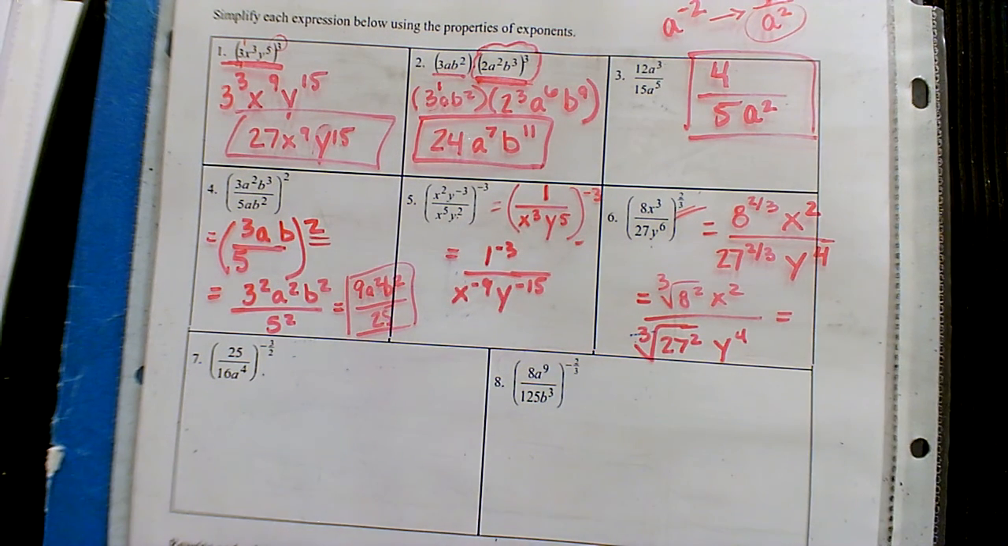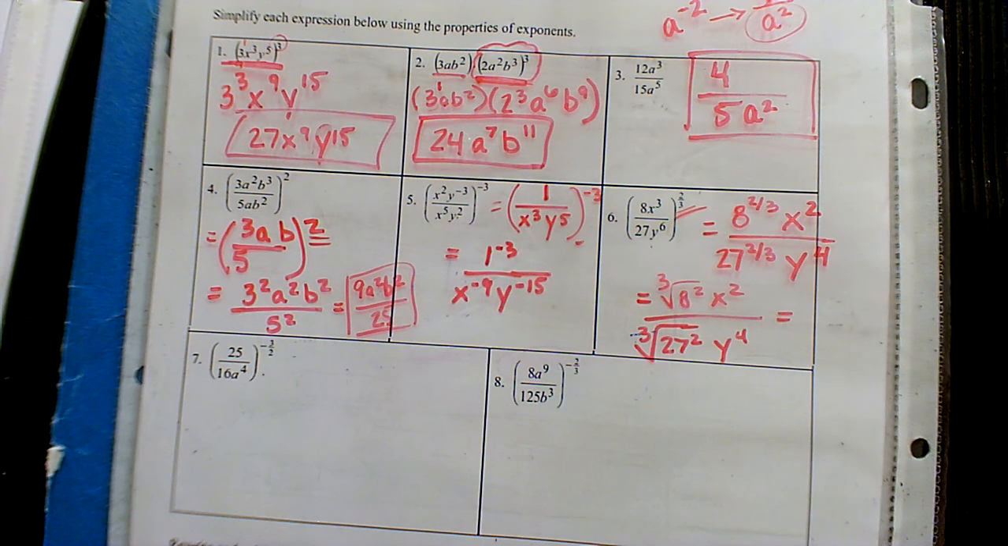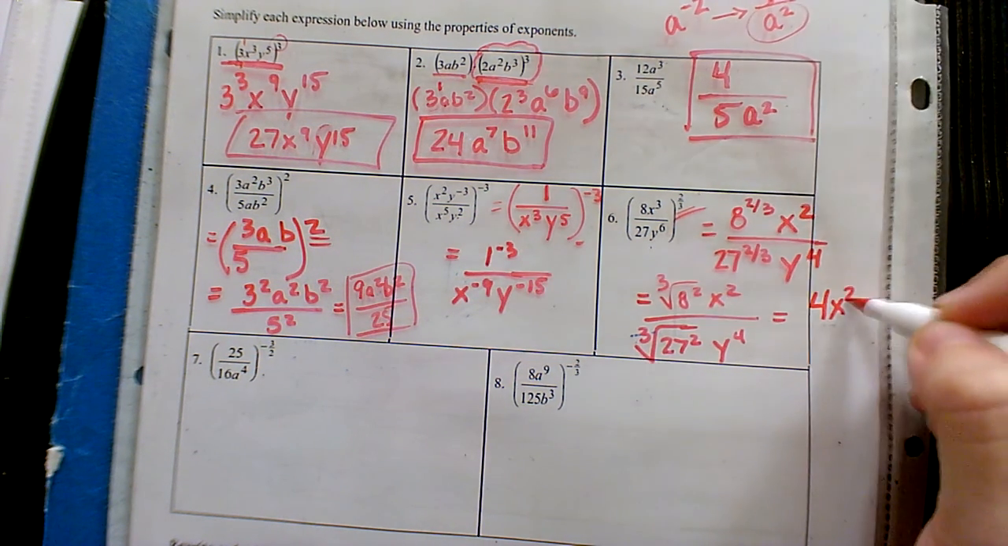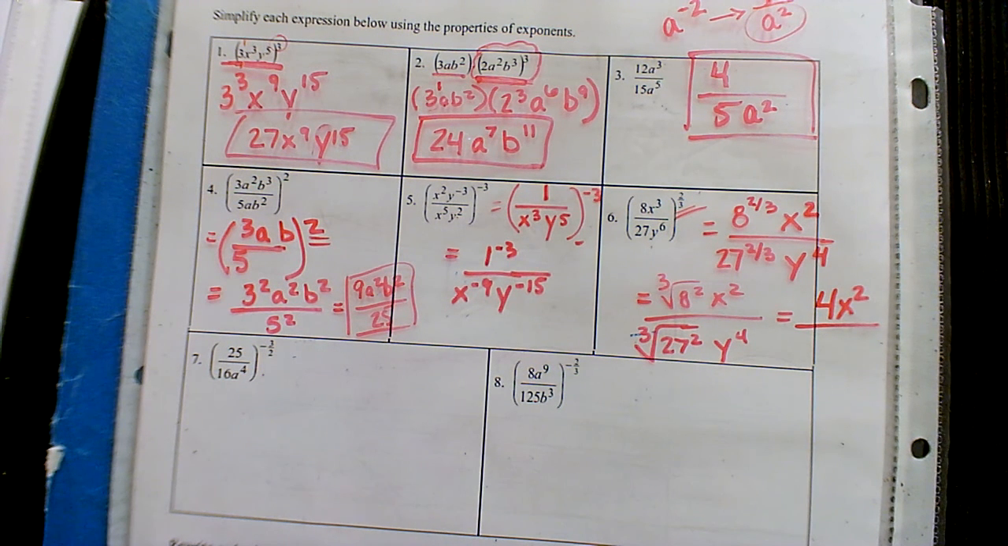I'm curious if we can actually figure these out. Okay, let's try it. If you do 8 squared, that's 64. Can we take the cube root of 64? What number times itself 3 times would give you 64? Yeah, 4. Okay, so 4x squared is left up top. Notice how if we did the same process for the bottom, this would get very ugly. Do we know what 27 squared is in our heads? Definitely not.